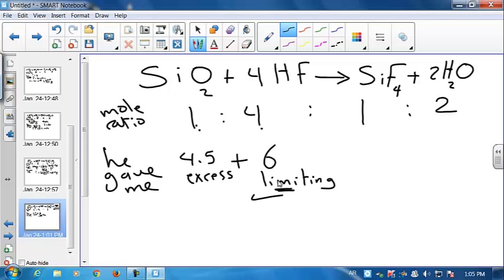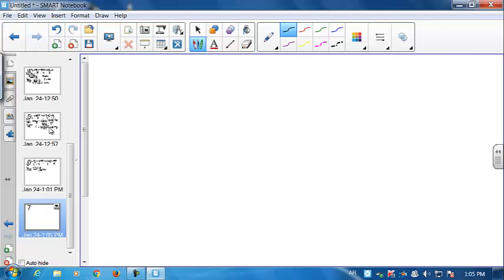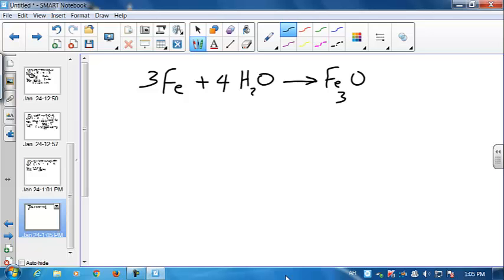Okay, another example. Page 314 in your textbook. He gave me this equation and I will give it to you, balance it. Iron reacts with water to give iron oxide plus hydrogen. Okay, the equation is balanced, so you have 8 hydrogen here and 8 hydrogen, 4 oxygen and 4 oxygen, and 3 iron and 3 iron. Yes, the equation is balanced.